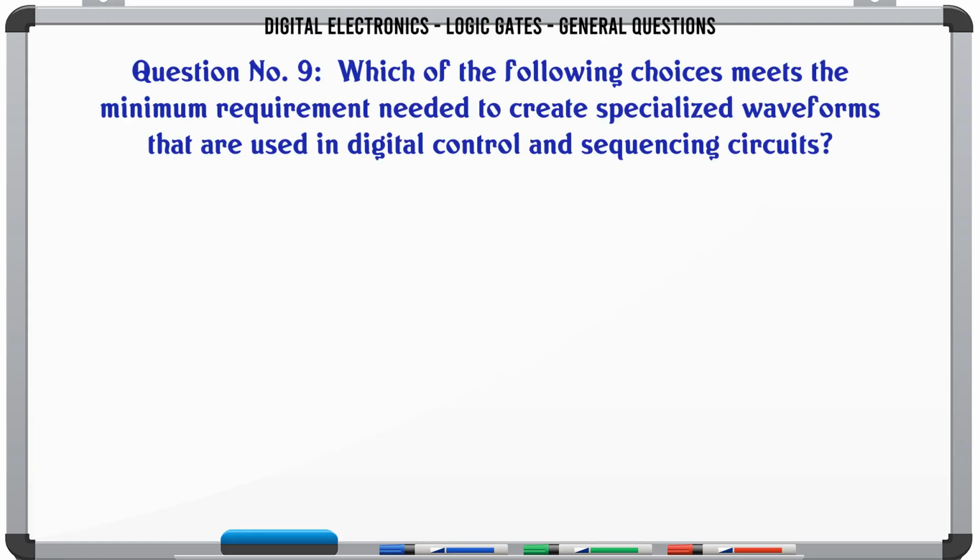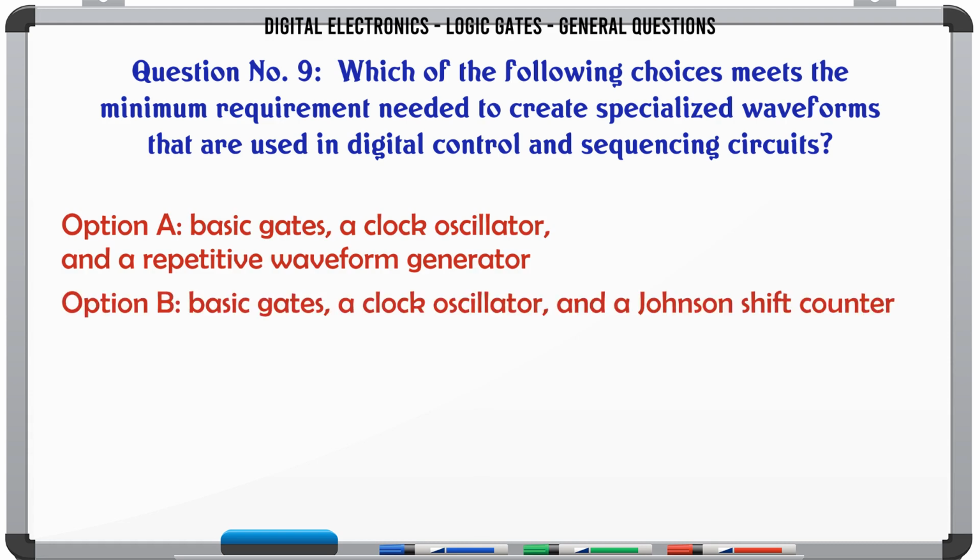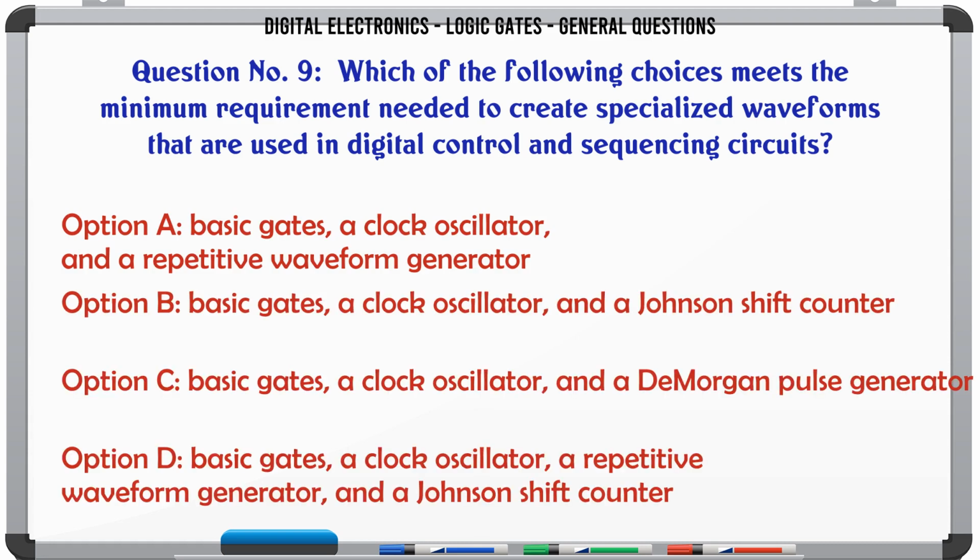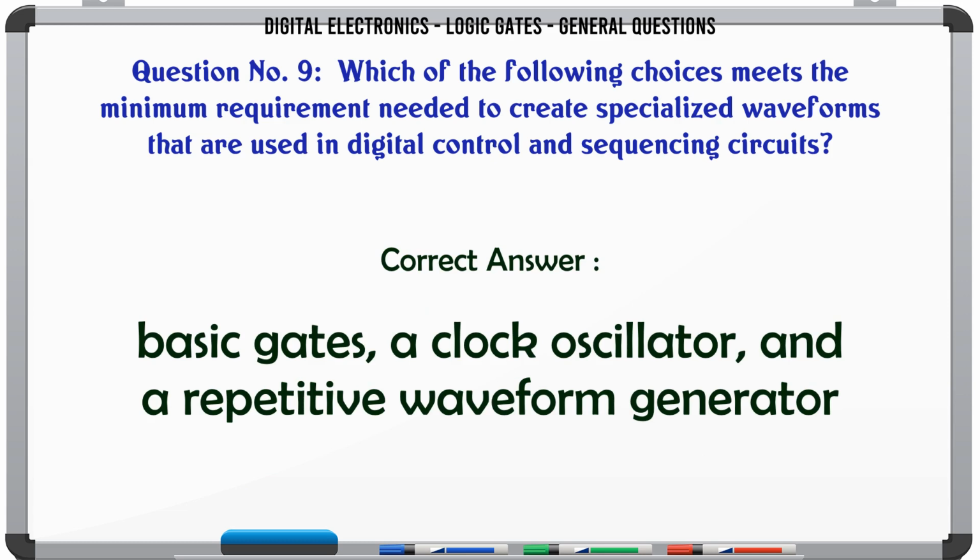Which of the following choices meets the minimum requirement needed to create specialized waveforms that are used in digital control and sequencing circuits? A) basic gates, a clock oscillator, and a repetitive waveform generator. B) basic gates, a clock oscillator, and a Johnson shift counter. C) basic gates, a clock oscillator, and a De Morgan pulse generator. D) basic gates, a clock oscillator, a repetitive waveform generator, and a Johnson shift counter. The correct answer is basic gates, a clock oscillator, and a repetitive waveform generator.